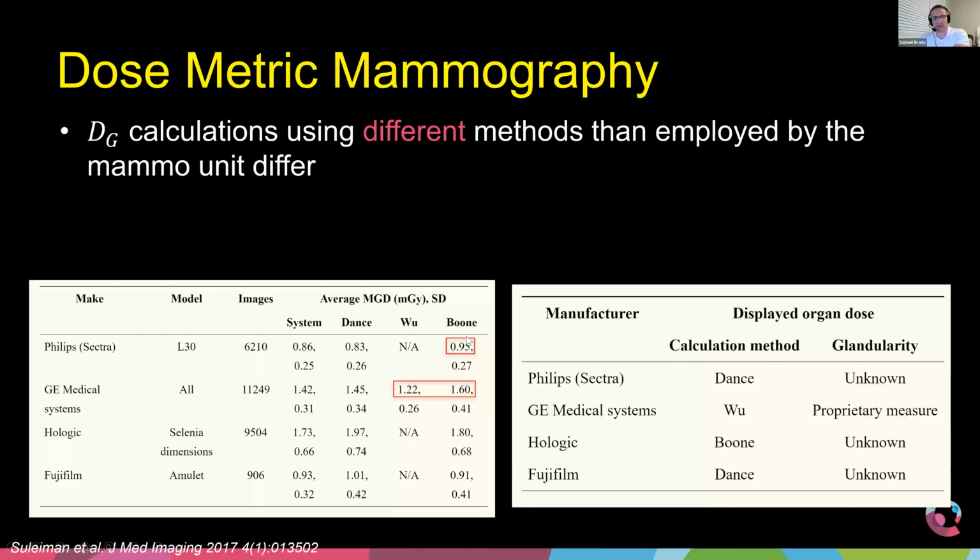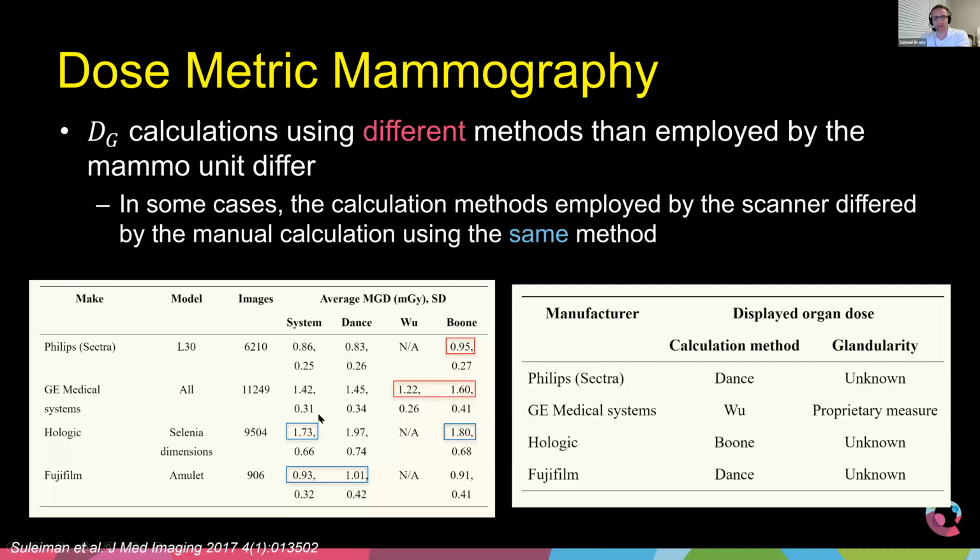So let's just look at the data a little bit closer. A couple of things you would assume. You would assume that the system, for example Philips, which uses the Dance method, would have an output value fairly similar to a manual calculation using the Dance method, which in this case it is, in these two Philips or Sectra units. And if you calculate them using a Boone method, in this case the Boone method is actually pretty different. And then GE used the Wu method. Interestingly enough, the GE output value, 1.42, does not match the Wu method. It actually matches very closely with the Dance method. So it's kind of strange, and the Boone method is much different.